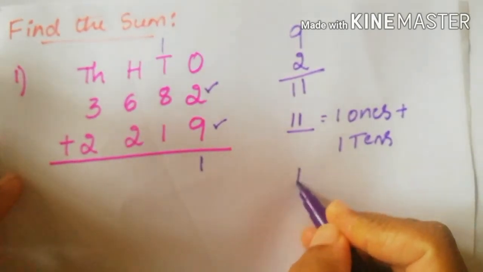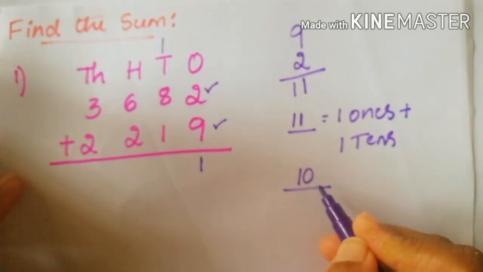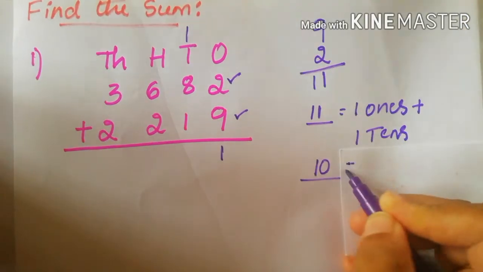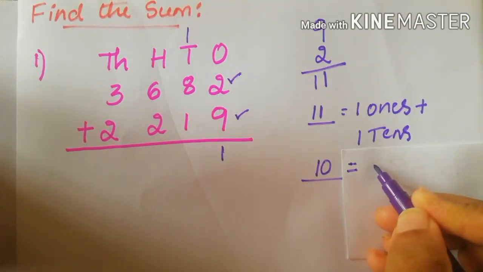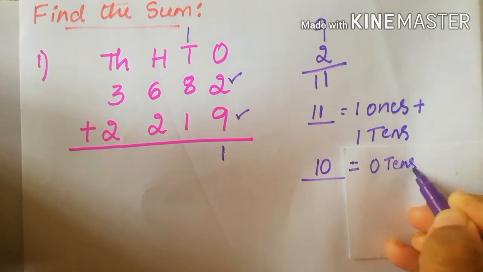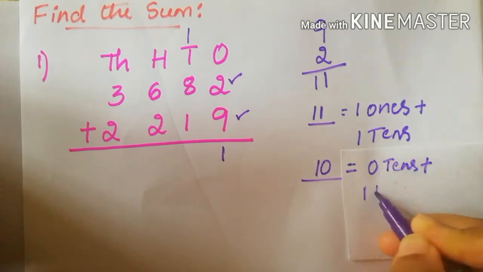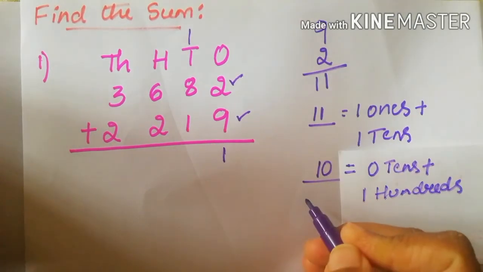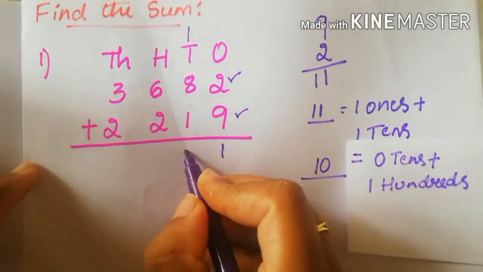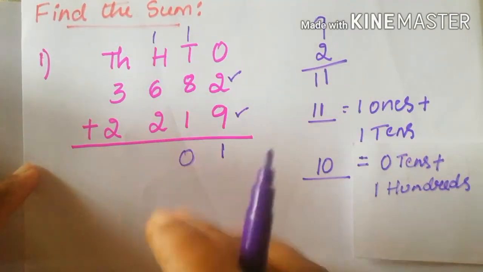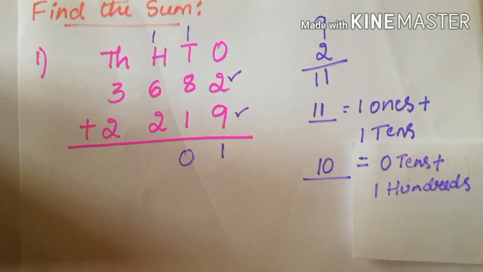We cannot write 10 in the tens place, so we have to regroup the tens, right? We write 10 tens as 0 tens plus 1 hundred. How? Writing 0 in the tens place and carrying 1 to the hundreds place. Okay, now let us add the hundreds place.